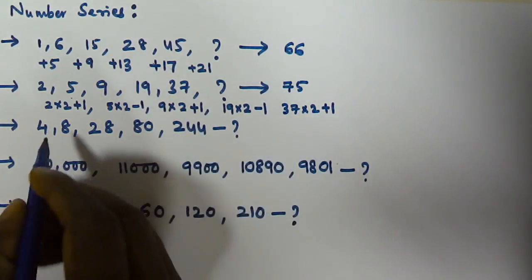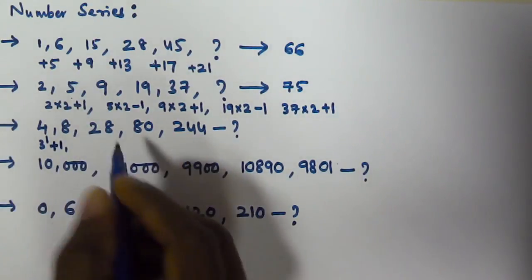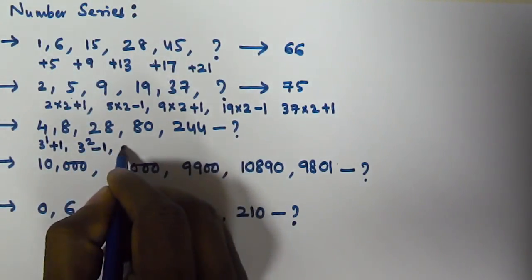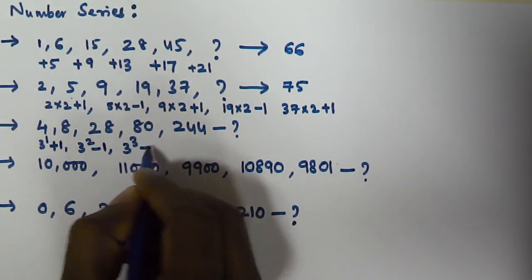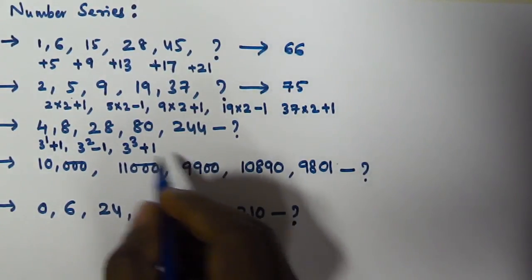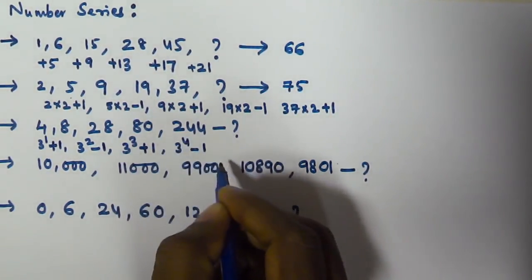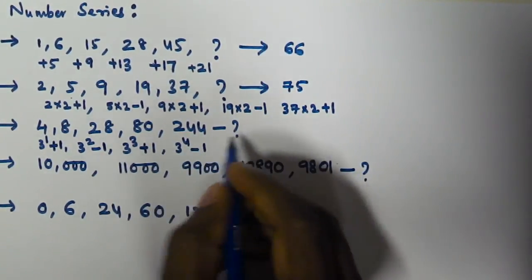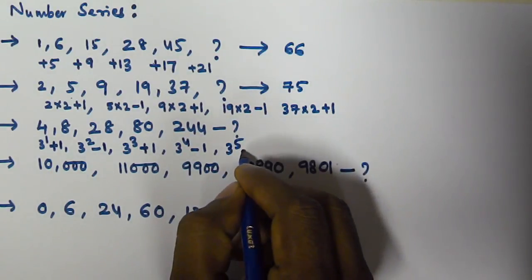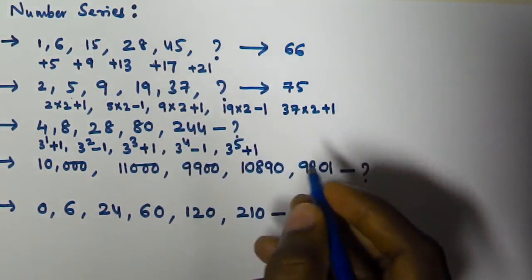So this series actually looks like 3 to the power of 1 plus 1, so that will give the 4. Then 3 to the power of 2 minus 1, that is 9 minus 1 is 8. And then 3 cube plus 1, 3 cube is 27, plus 1 is 28. And then 3 to the power of 4 minus 1. 3 to the power of 4 is 81, minus 1, so that is 80. And next one is 3 to the power of 5 plus 1. So 3 to the power of 5 is 243, plus 1 is 244.